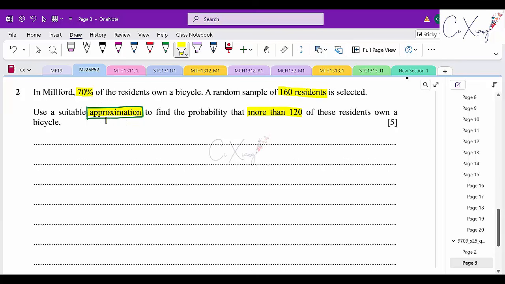How do I know that it is binomial? So again, at first you can see that there's a big sample number, which is 160 residents. Then in the question, they are interested to find more than 120 of the residents for whom something happened. So this structure of the question also belongs to binomial. And you need to know how to identify the binomial distribution in the question. But of course, in this question, the very obvious keyword is the approximation.